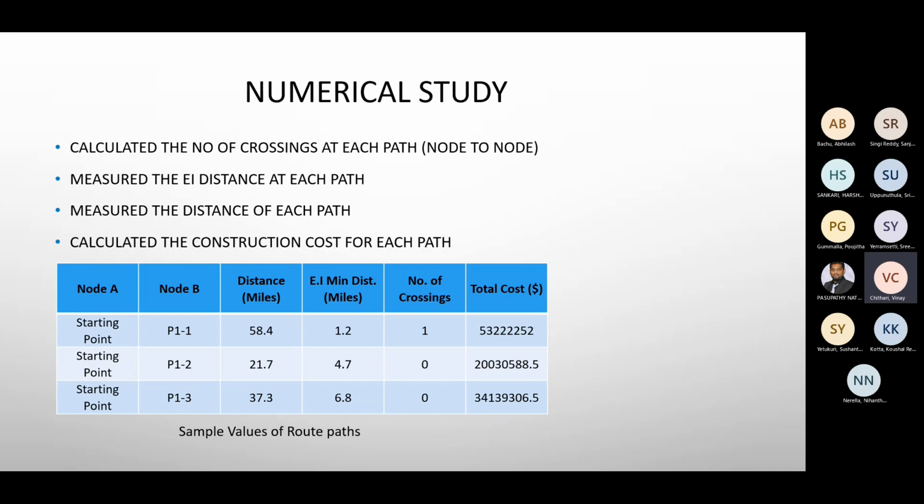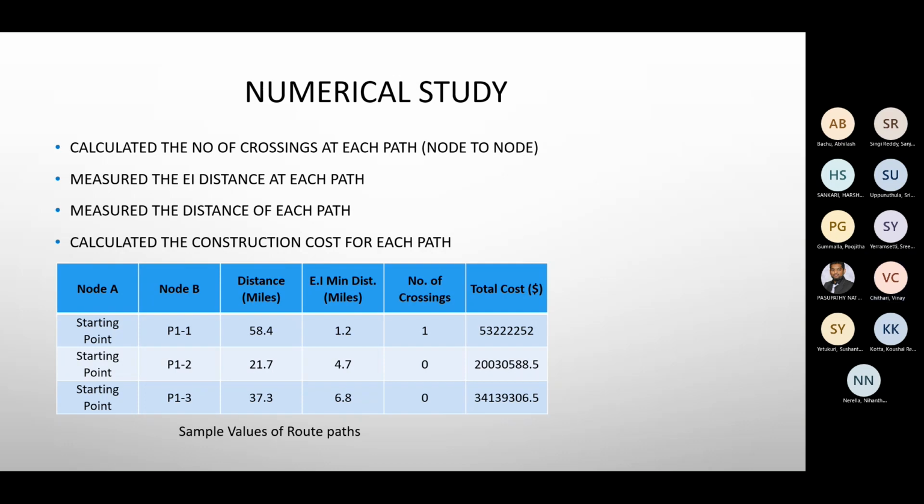As we calculated, the maximum EI distance is 94.3, between nodes P3 3 and P4 3, and the minimum EI distance is 0, between nodes P1 1 and P2 1. The maximum number of crossings is between P4 1 and P5 1, and it is 11. The minimum number of crossings is 0, between the starting point and P1 2, and the starting point and P1 3.